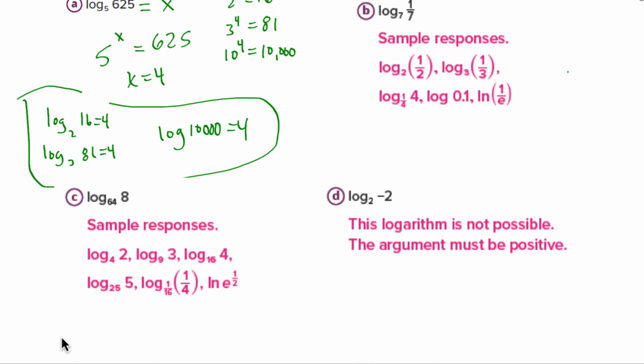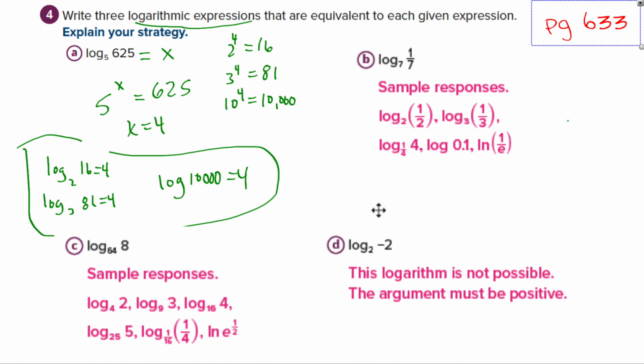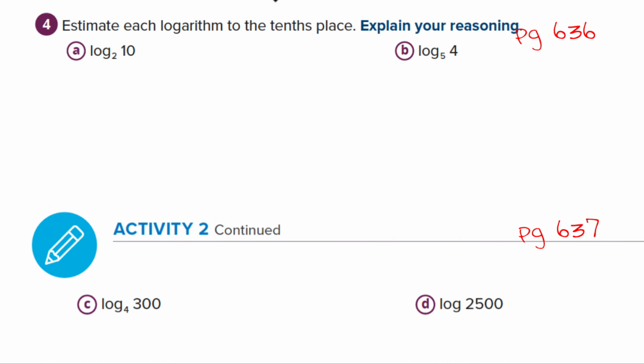So you can write any 3 for that. And then as we said, D is not possible because you can't have a negative there. Why would they ask you to do it if it's not possible? That is really sus.